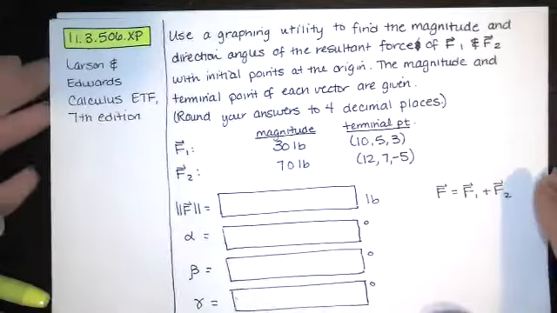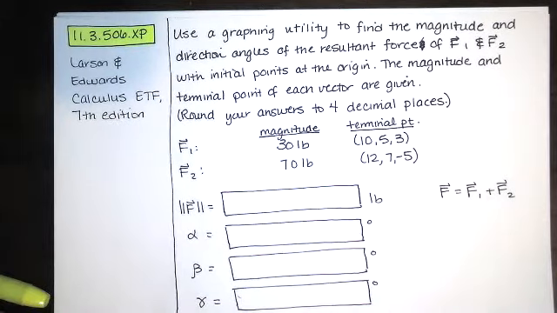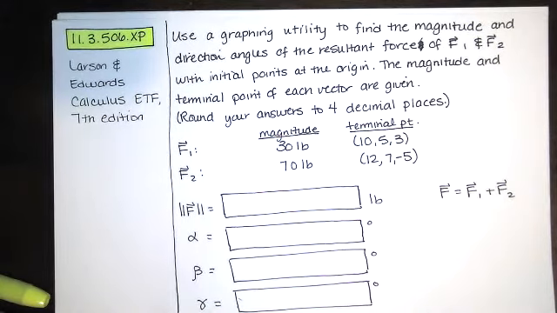In this video, we solve problem 11.3.506.xp from the Larson and Edwards Calculus Early Transcendental Functions text, 7th edition. We're asked to use a graphing utility to find the magnitude and direction angles of the resultant force of F1 and F2 with initial point at the origin. Magnitude and terminal point of each vector are given. We're asked to round our answers to 4 decimal places.